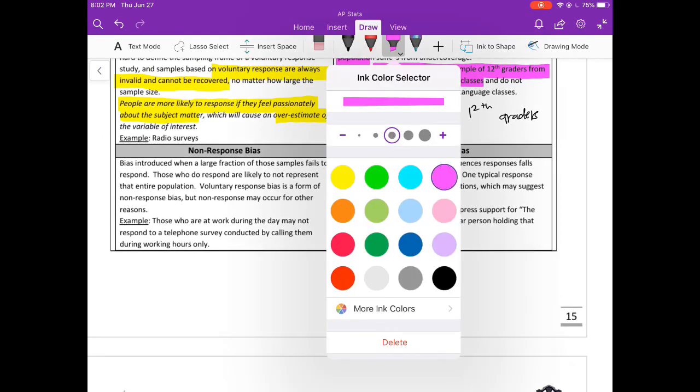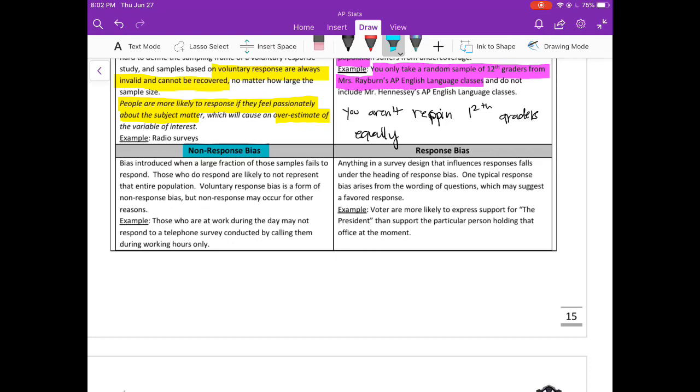The next one is non-response bias. So a bias introduced when a large fraction of those sampled fails to respond. Those who respond are likely to not represent the entire population. Voluntary response is a form of non-response, but non-response may occur for other reasons. So this ties back to what we were learning before, right? Those that do respond are because they're passionate about the issue or the subject. So for example, those who are at work during the day may not respond to a telephone survey conducted by calling them during work hours only.